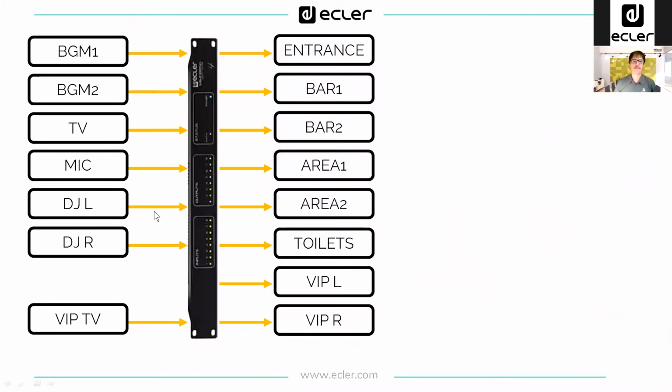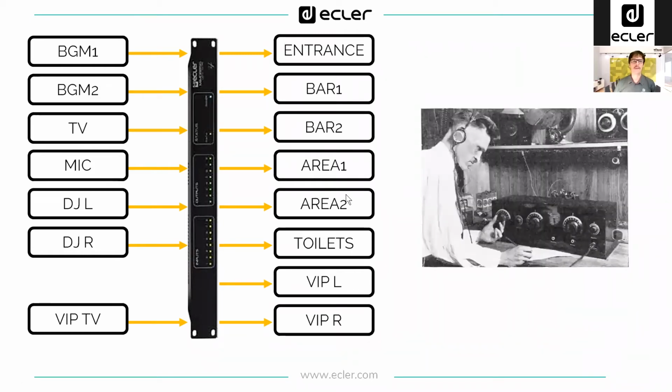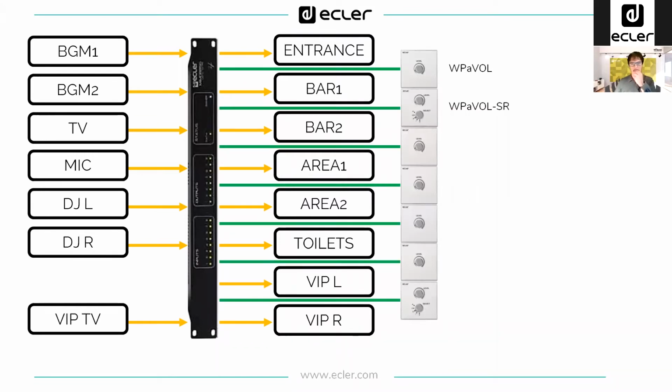So we've got this installation, and we will notice that the customer wants to adjust the volumes, so we will need to put some volume controls onto this. This can be WPA vol, which is this one. This is a remote control. It's basically a potentiometer.